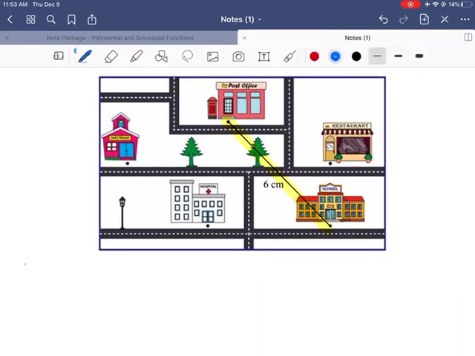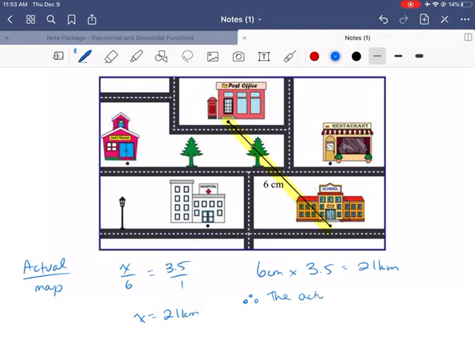So if we compare the actual size over the map size, we're going to get x over 6 is equal to 3.5 over 1. And x is going to equal 21 kilometers. The other way to do this is to take your measurement, 6 centimeters, and multiply it by your scale factor, 3.5. And you end up with 21 kilometers as well. So therefore, the actual distance is 21 kilometers.